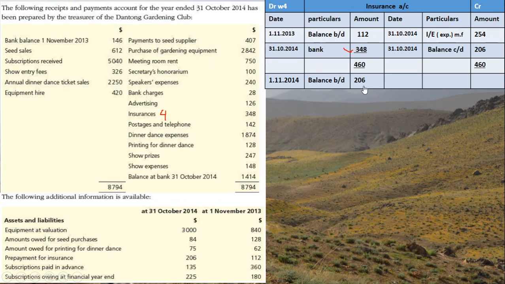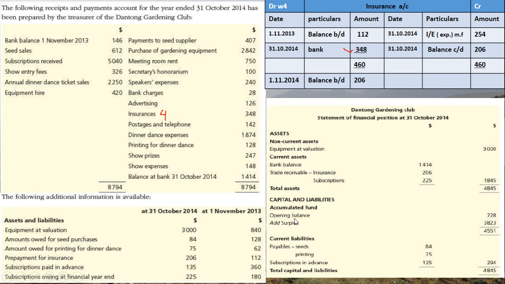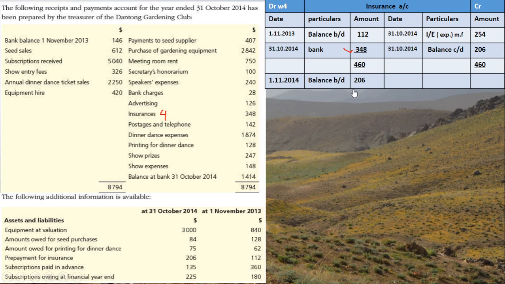So now this balance BD you have, the balance BD is in the debit side, so it's a current asset. So in the balance sheet you will have to show it as current asset. Here under the heading of current asset you have insurance 206. Make sure you understand this. So after this, this ledger is also complete.